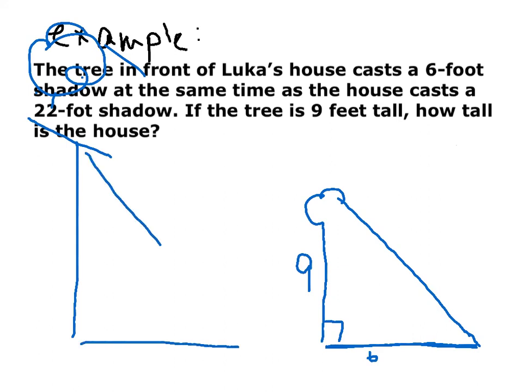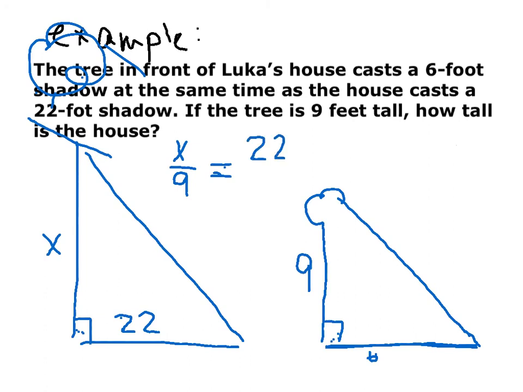We also have a house that casts a 22-foot shadow, but we don't know how tall the house is. 90-degree angle. This gives us our similar triangles. We have congruent angles, proportional sides. And all we have to do is set up a proportion to solve what x is. We can do x over 9, so house over tree equals house shadow over tree shadow. You just have to keep them in the same order, and you'll always get the same answer. House over tree equals house shadow over tree shadow.